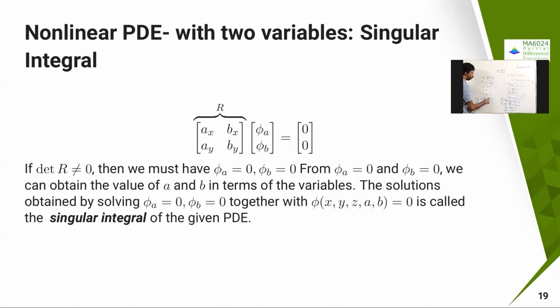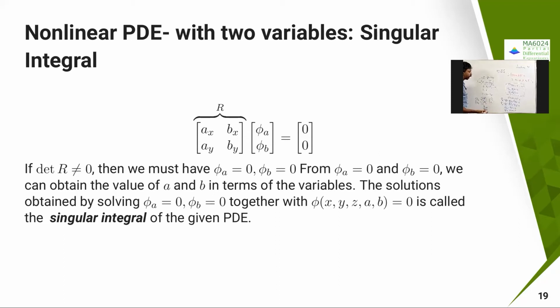If this is equal to 0, it is going to imply that pi a equal to 0 and pi b equal to 0. Because the determinant is not equal to 0, pi a equal to 0 and pi b equal to 0 is the only solution. So pi a equal to 0 and pi b equal to 0 means that you are going to obtain the values of a and b in terms of the variables.